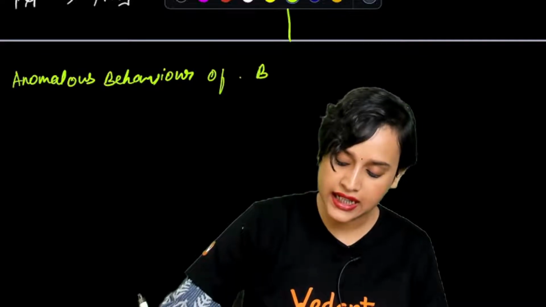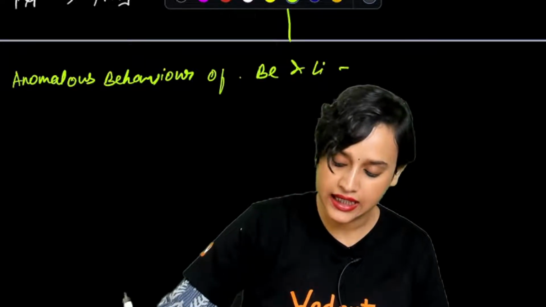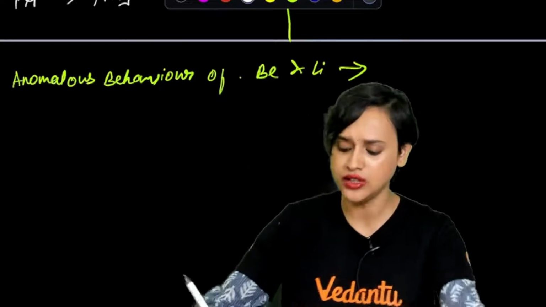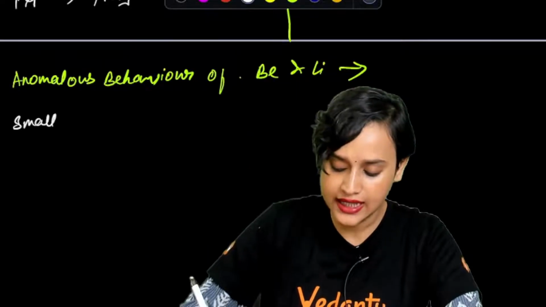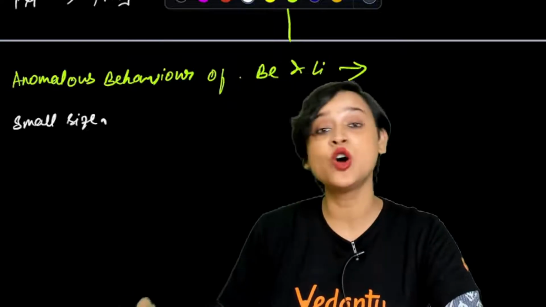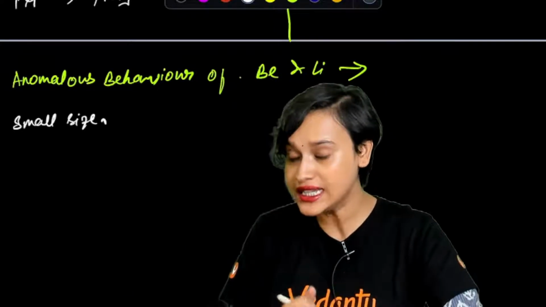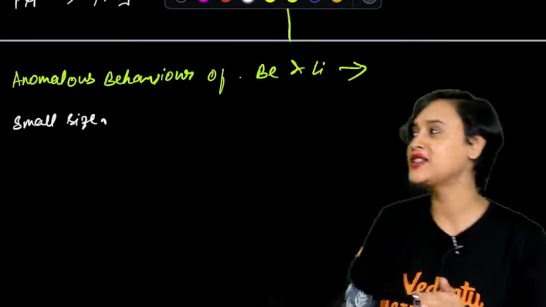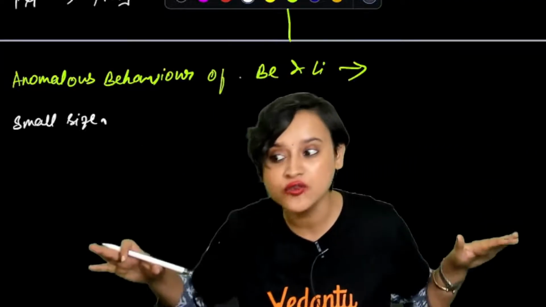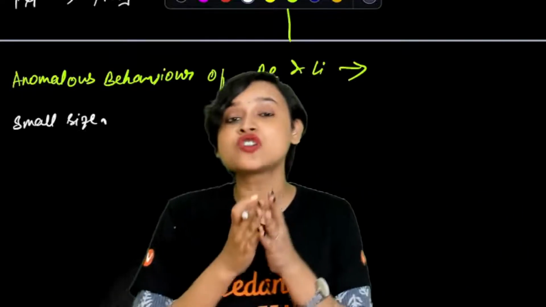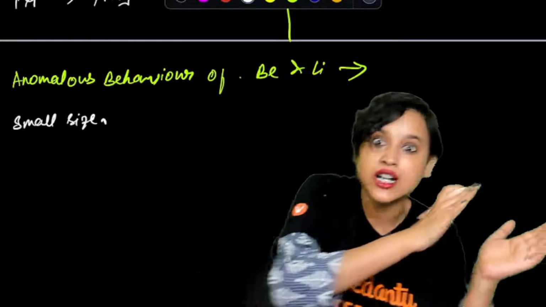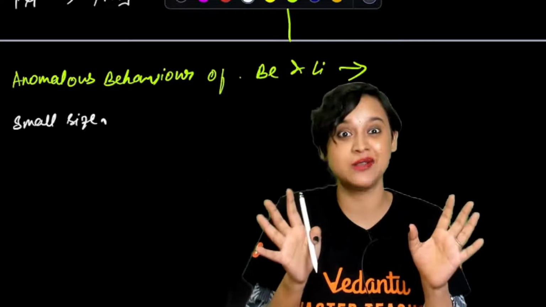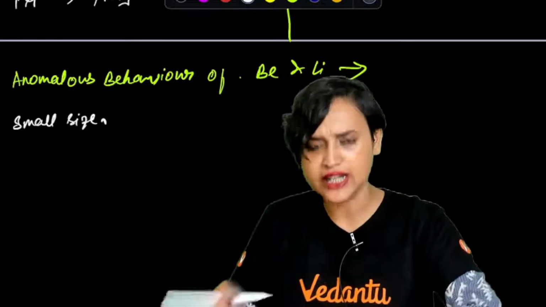Of beryllium and lithium. Why do they show anomalous behavior? That's because of small size. Yes, they are very small in size, right? But they are only smaller in size when you compare them with the rest of the group. If you compare them with the complete period, you will find that the group 1 and group 2 elements are actually bigger in size. We will come to that.